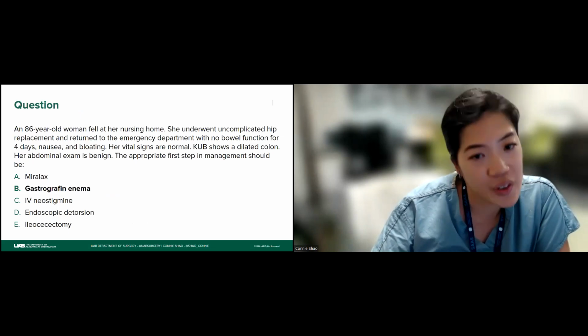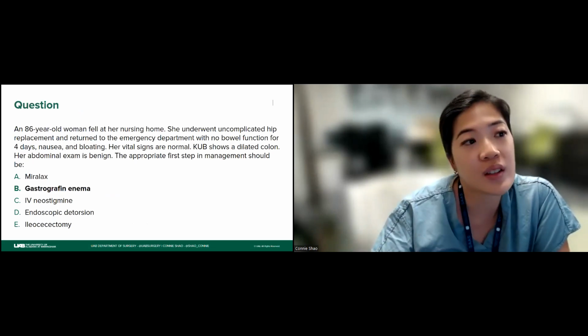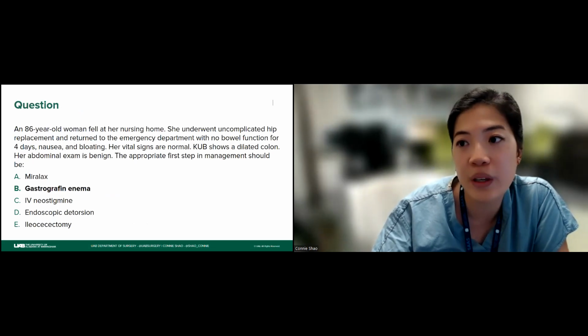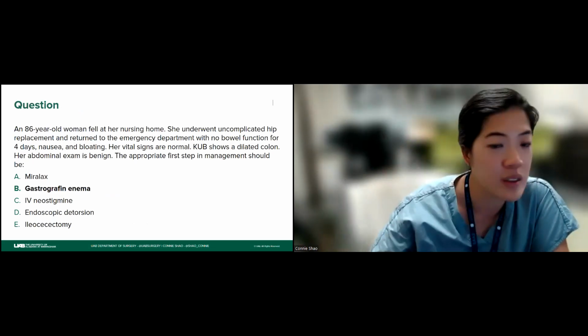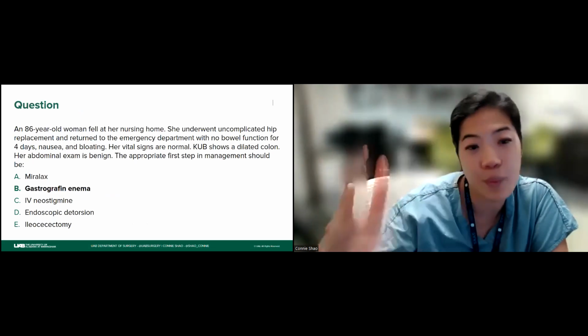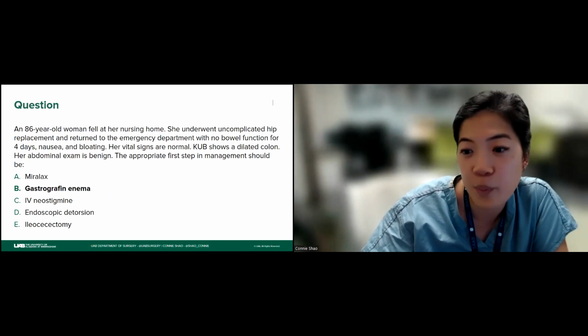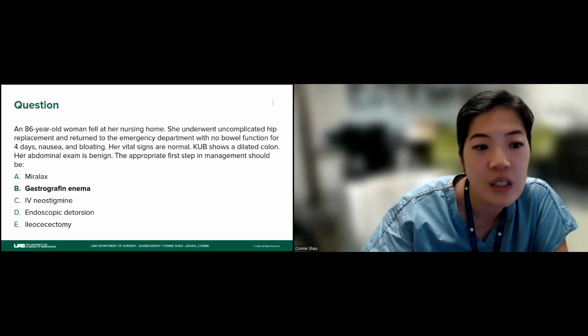So the answer for this one is you can't just treat right away. You have to consider doing a gastrografin enema first, because you want to rule out that somebody has a distal blockage. If you just give them neostigmine and they try to move everything through and there's a distal blockage, you're in a bad place. So this is somebody that, if they had a gastrografin enema and you just found a mass, you might want to consider colostomy as well.